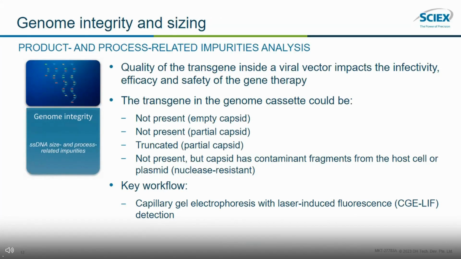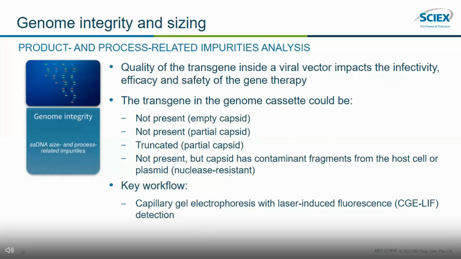Another application for AAVs includes characterizing genome integrity. This workflow is used to characterize the integrity of the genome inside a viral vector. It provides valuable complementary information for manufacturing and process development, and this is important because the quality of the transgenes inside the viral vector can impact infectivity, efficacy, and safety of the gene therapy.